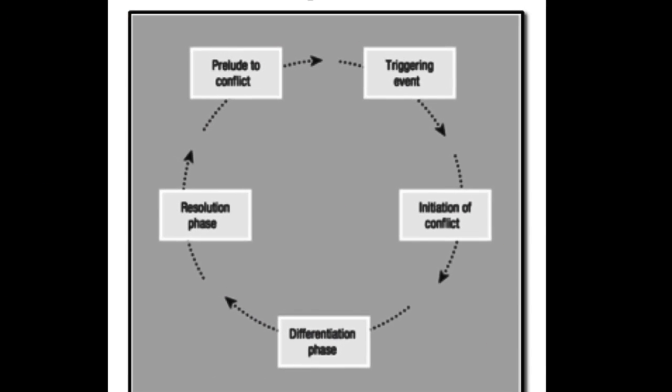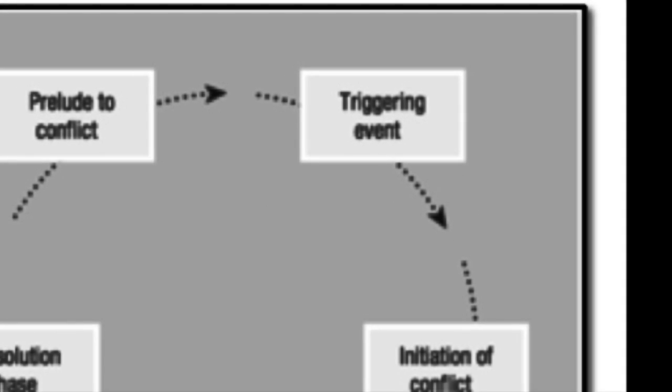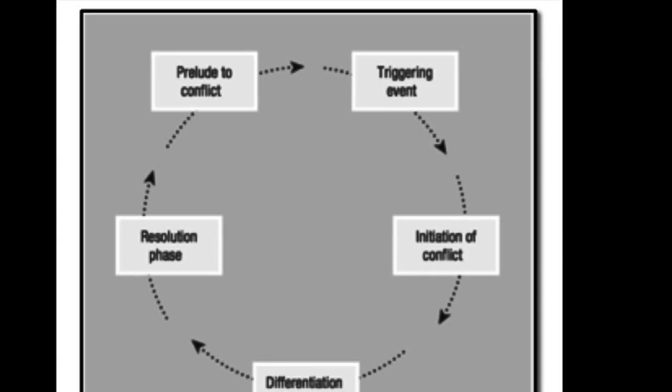The triggering event is the second stage of our conflict wheel. This is a stage where there is a behavior or action that either of the parties points to as the main issue on where the conflict began.